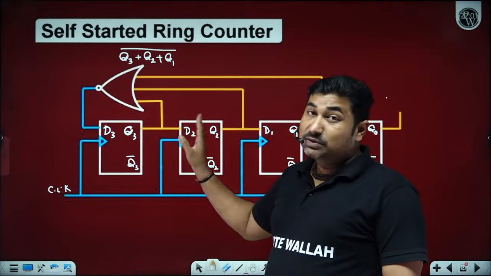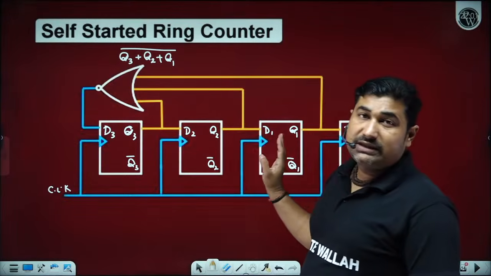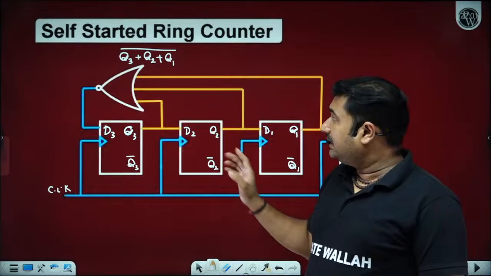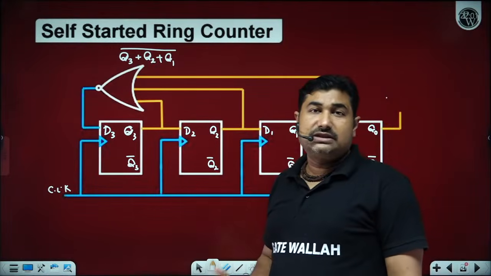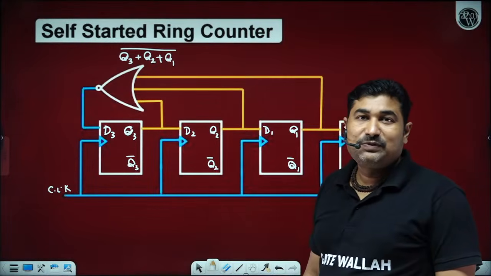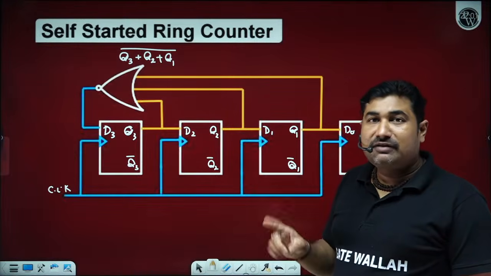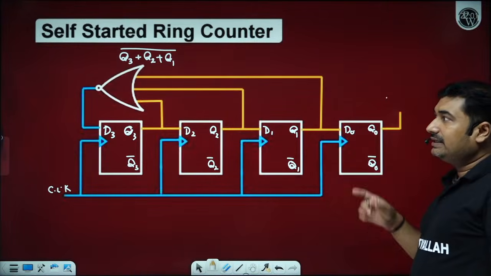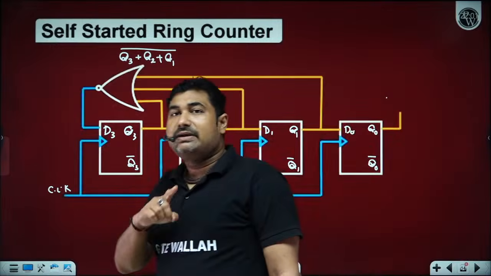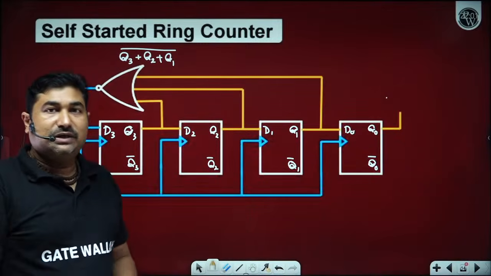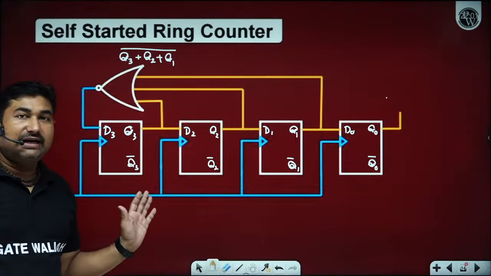If Q3 is high or Q2 is high or Q1 is high, any one of them is high, then the output of the XNOR gate is logic 0. Is it okay? So automatically it will work for the 4 clock pulses, and then on the 5th clock pulse again the same condition is going to repeat. Is it okay? So this will be a self-started ring counter.